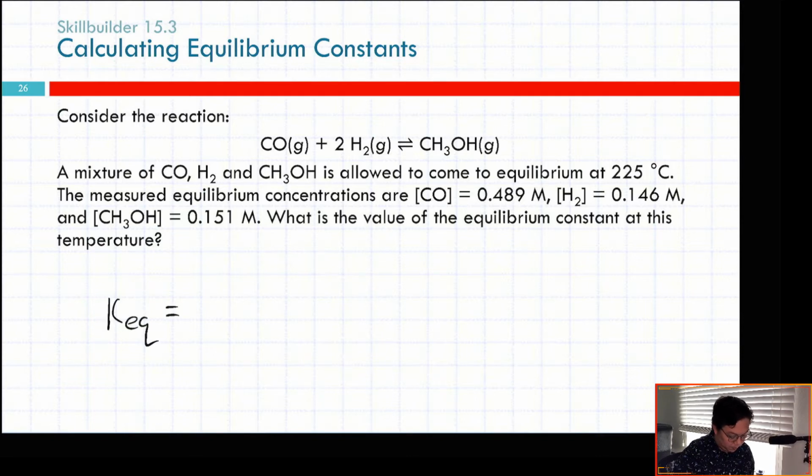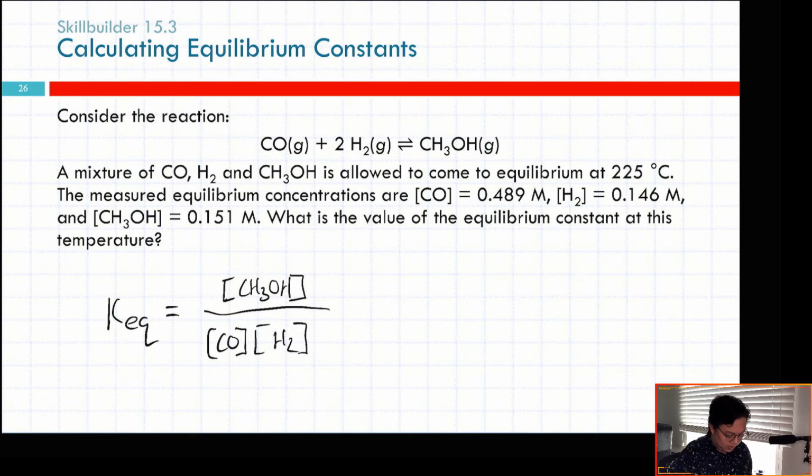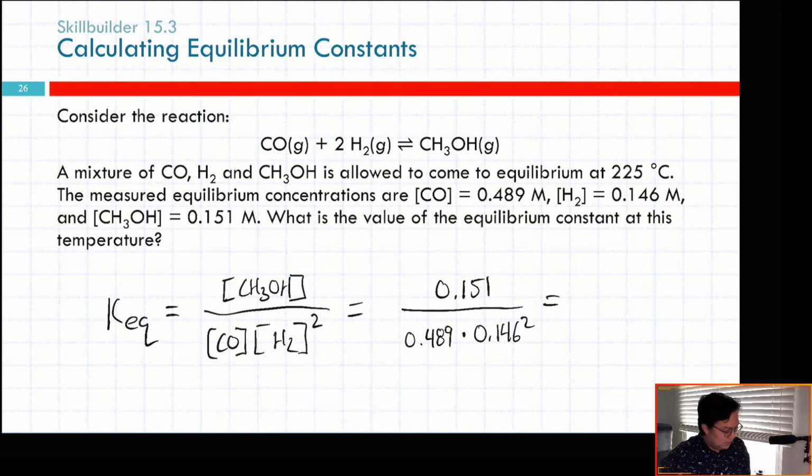So we've got KEQ. Again, just for the sake of clarity, I'll write these out. CH3OH, and the coefficient there is 1, so exponent of 1. Carbon monoxide, again coefficient of 1. And hydrogen gas, coefficient now of 2, so exponent of 2. And then we just fill in the numbers that we were given. 0.489 times 0.146 raised to the second power, and 0.151. Easiest mistake to make on these problems is to forget those exponents, for sure.